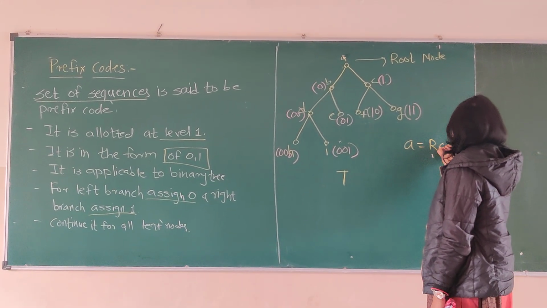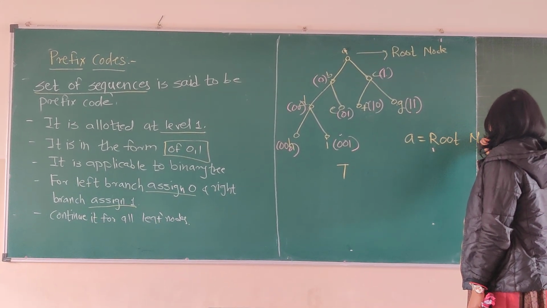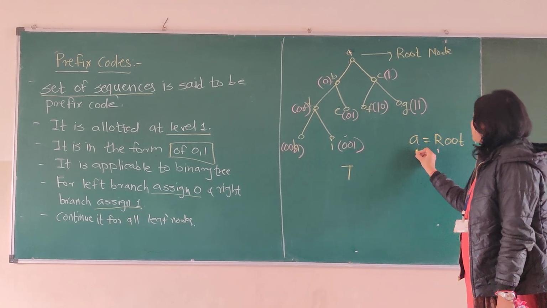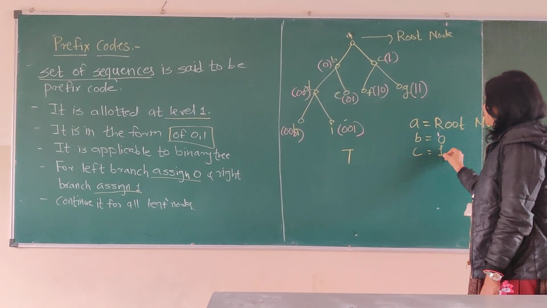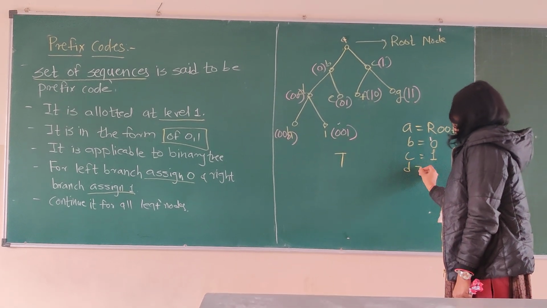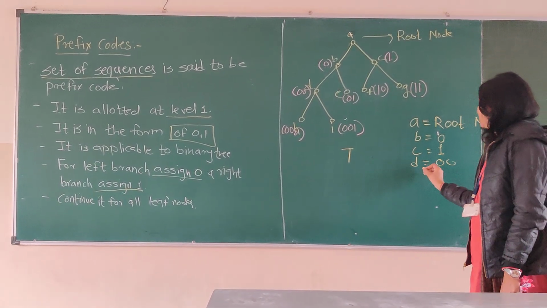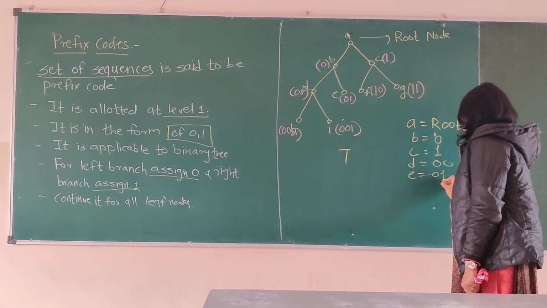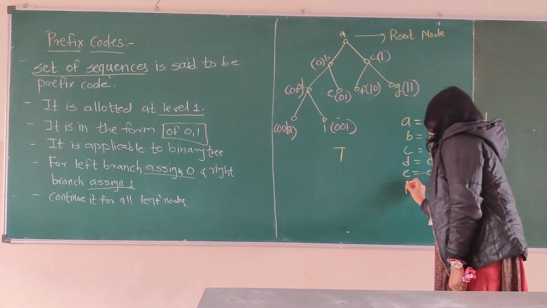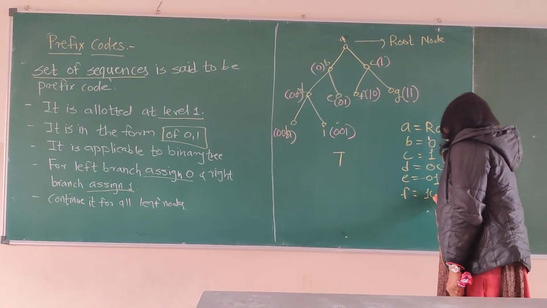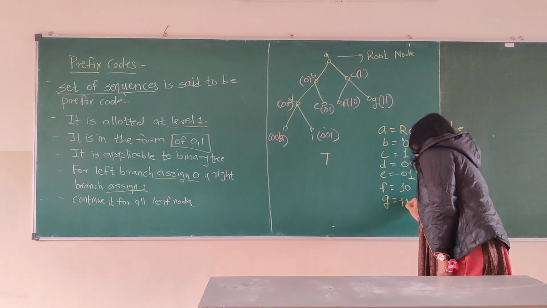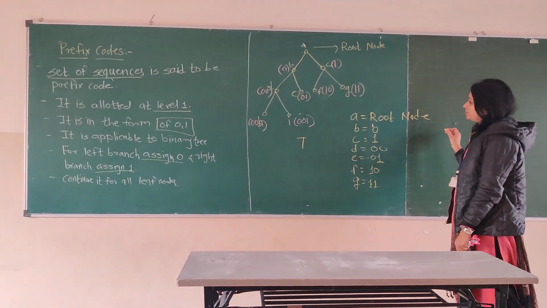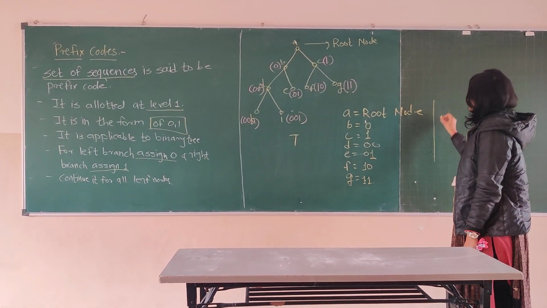A is the root node. B, the prefix code is 0. C, the prefix code is 1. D, the prefix code is 0, 0. E, the prefix code is 0, 1. F, the prefix code is 1, 0. G, the prefix code is 1, 1.